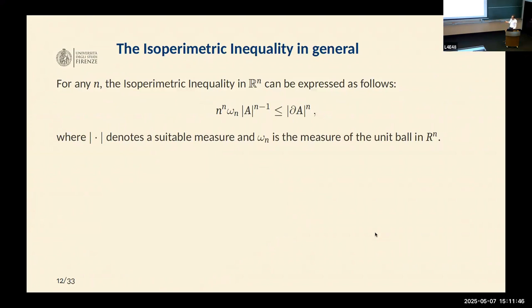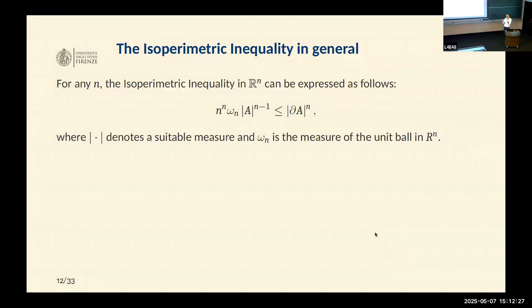So, what is the isoperimetric inequality in general? In R^n, you can write the isoperimetric inequality this way. You have a set. This symbol means that you take the measure of the set. In R^n, you can define some measure in the space. It is the volume; in the plane it is the area. And here there is the measure of the boundary of the set. These two measures are different. The set is n-dimensional. In space, the set is three-dimensional, while the surface is two-dimensional.